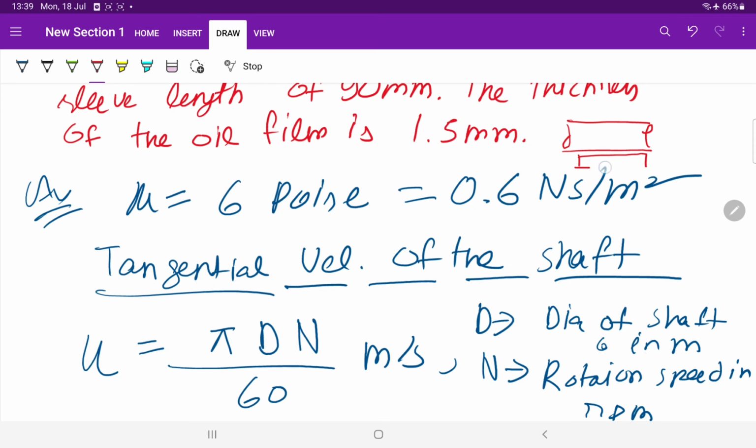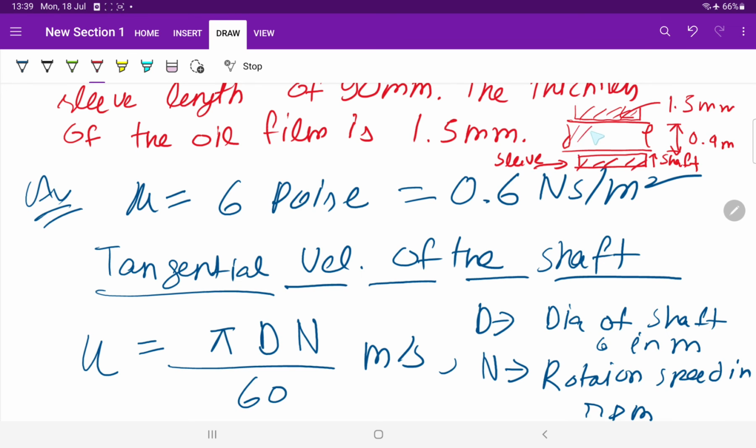I had thought that we can do it otherwise, because of the shape. This is the sleeve, right? This is the sleeve, and this is the shaft. Actually this is the shaft, and this is the shaft dia, right? 0.4 meter, which was given, and this is your oil film thickness, and the oil film thickness is 1.5 mm.